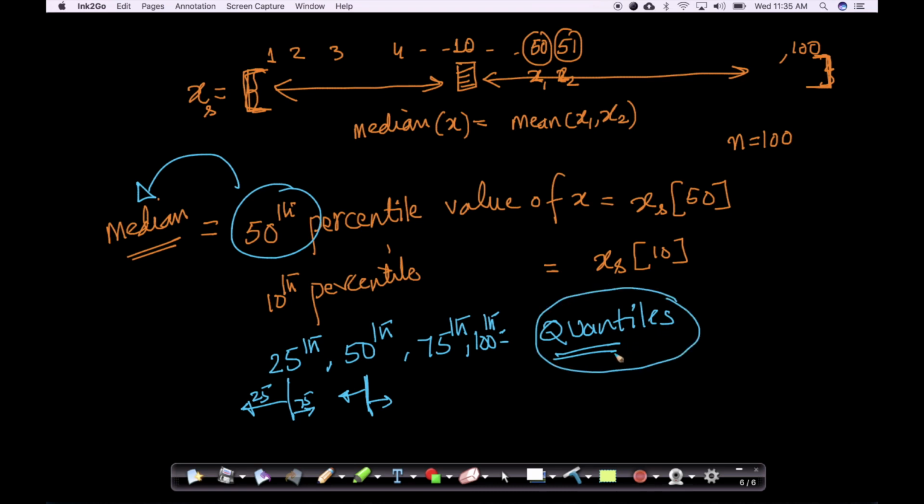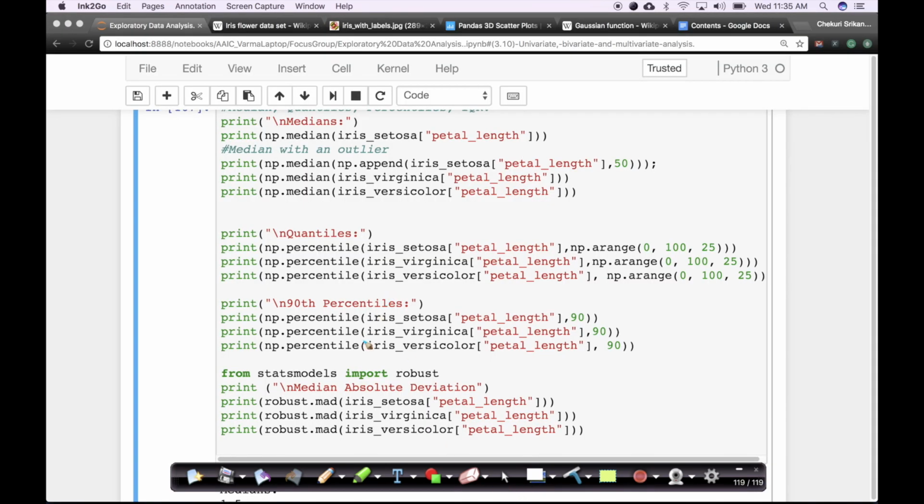So if somebody asks me what the third quantile is, it is nothing but the 75th percentile. The second quantile is nothing but the median. The first quantile is nothing but the 25th percentile, and the fourth quantile is nothing but the maximum value. So that's the related terminology. Let's look at some quantiles here.